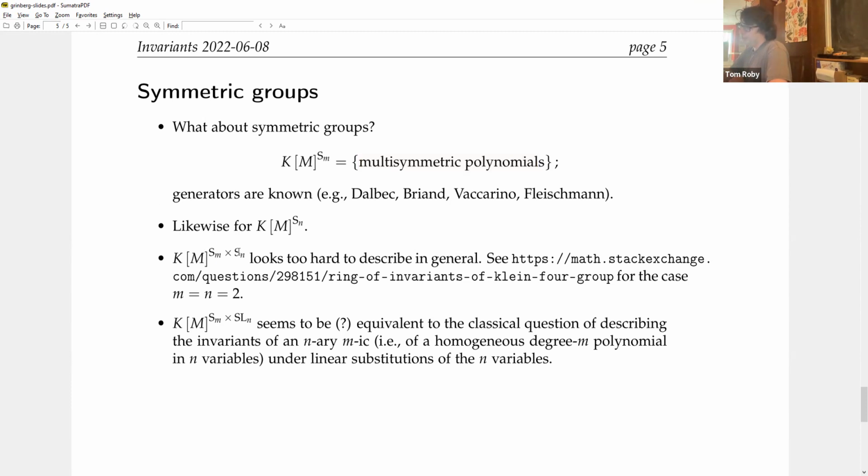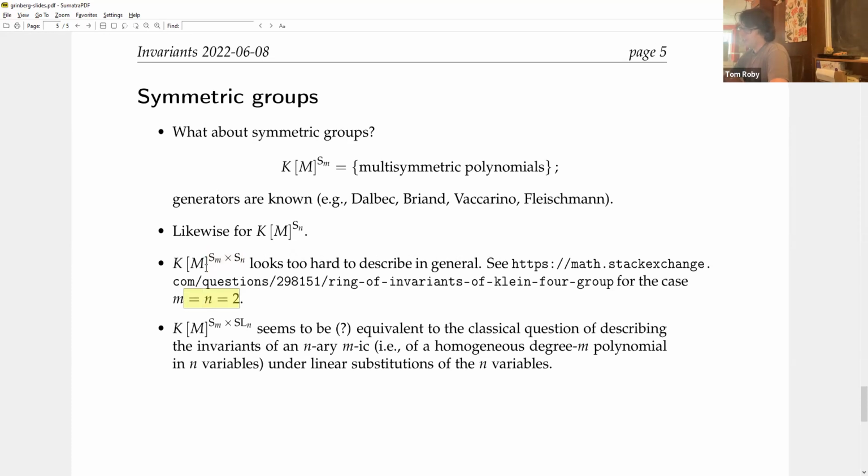If you do symmetric groups on both sides, I think it's even harder than that. In a way, this is like the graph isomorphism problem, because if you have the adjacency matrix of a directed graph, or of a bipartite graph, actually, that's probably the better option, then this is the possible isomorphism. This is relabeling the vertices. I don't know whether there is a deeper connection, but it has the feel of a very hard computational problem. Even for m equals n equals 2, when this group is a Klein 4 group, it's kind of tricky-ish, and you don't get a polynomial ring.